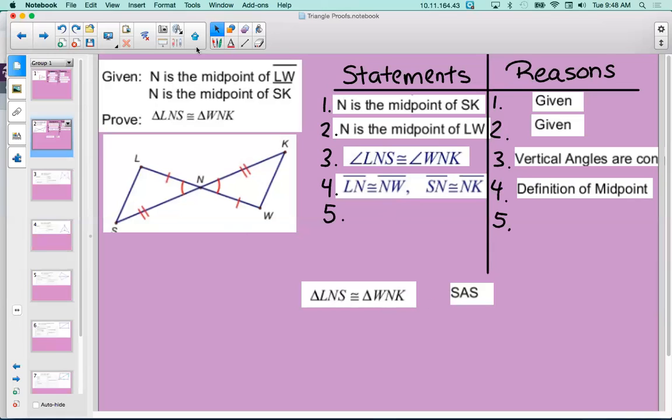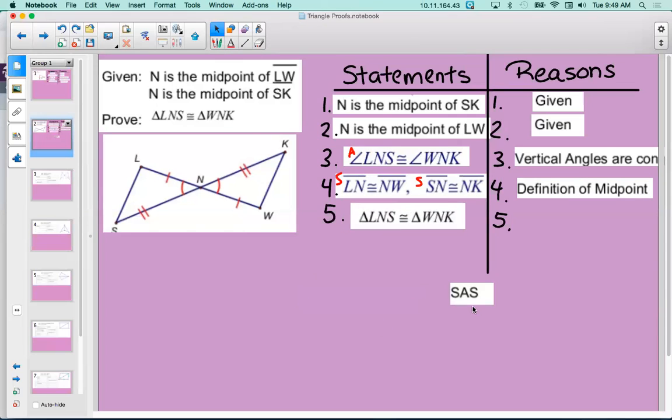Let's just go in here and double check we got everything we need. We should have side angle side. So looks like we got side, angle, and side. We got to have all 3 parts to prove that the triangles are congruent, and looks like we got them all in there. We can now say triangle LNS is congruent to triangle WNK based on side, angle, side.